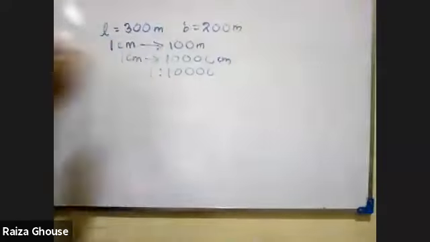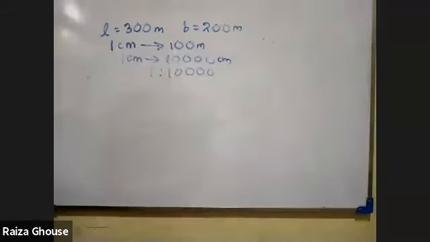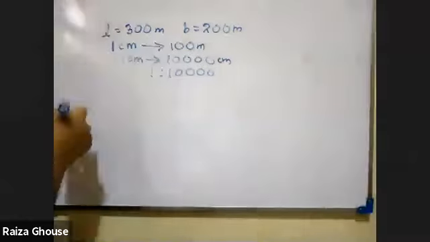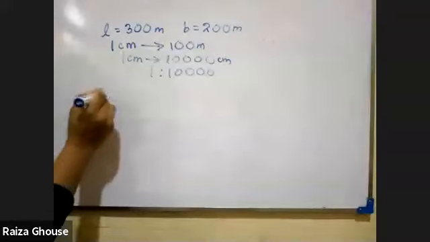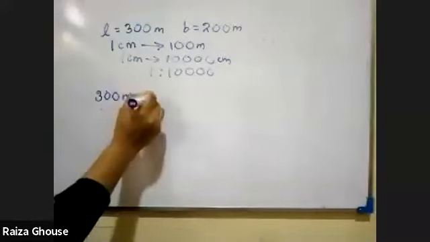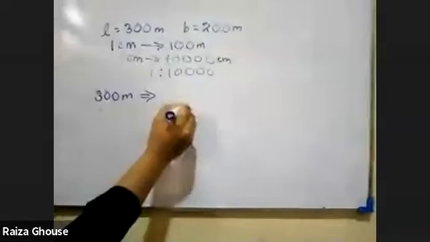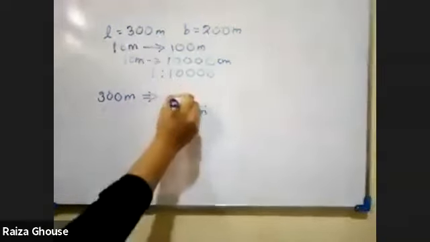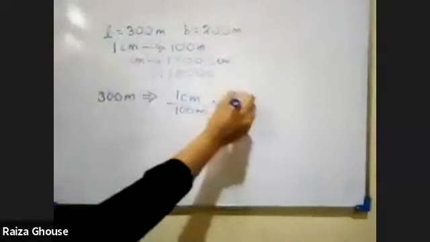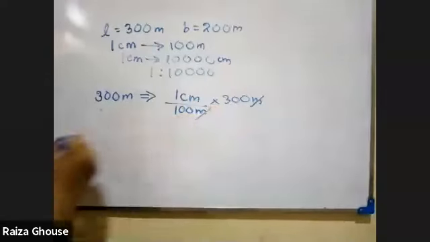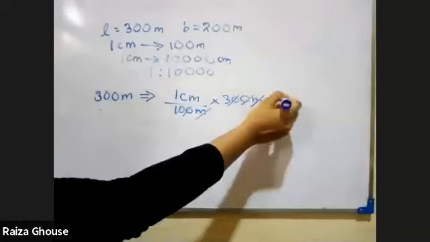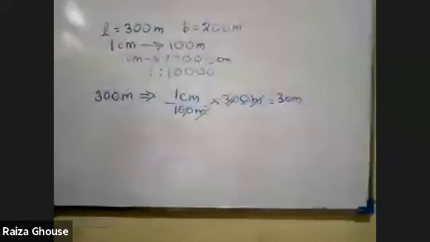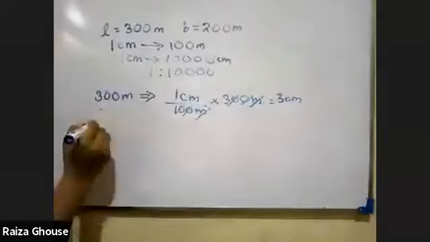If 1 centimeter is representing 100 meter, what is 300 meters represented by? Look at the board. 100 meter can represent 1. Then 300 meter means you cancel the meter. 2 zeros you cancel them. 1 times 3 is 3 centimeter. Only 3 centimeter length in your diagram you have to draw. Very good. Everyone has sent in the correct answer.